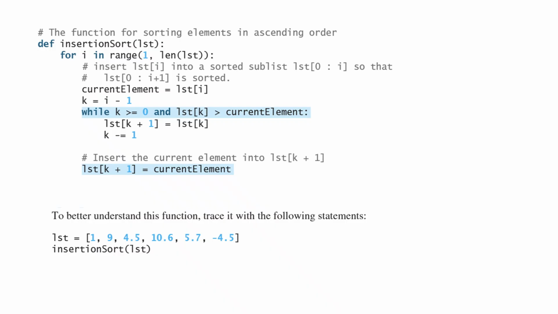lst[k + 1] = lst[k]; k = k - 1. # Insert the current element into lst[k + 1]: lst[k + 1] = current_element. To better understand this function, trace it with the following statement: list is equal to 1, 4, 9, 4.5, 10.6, 5.7, -4.5, insertion_sort.